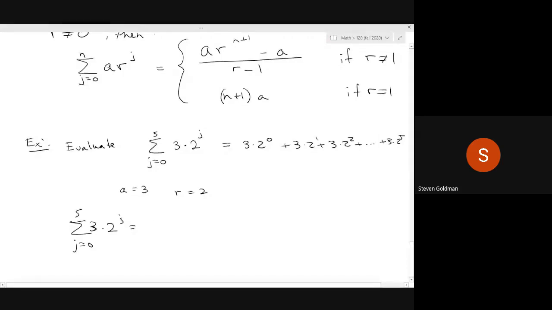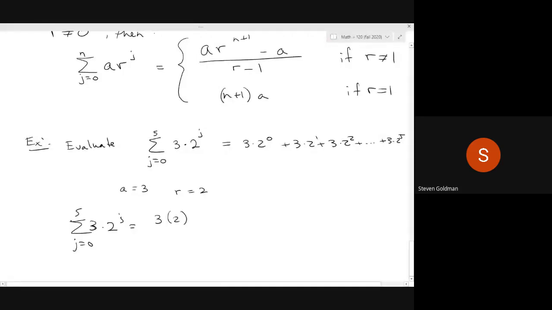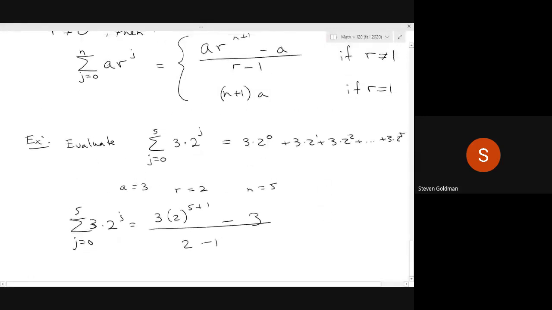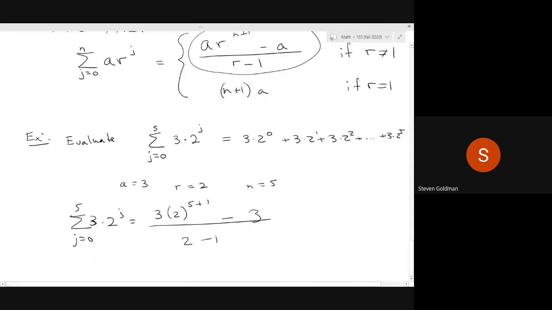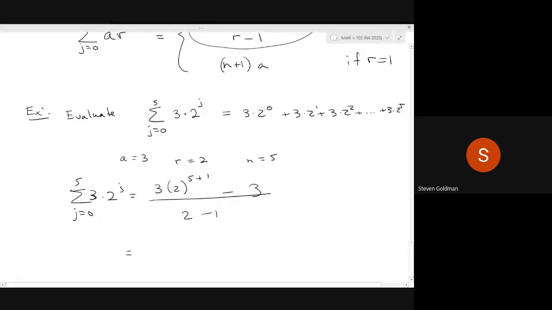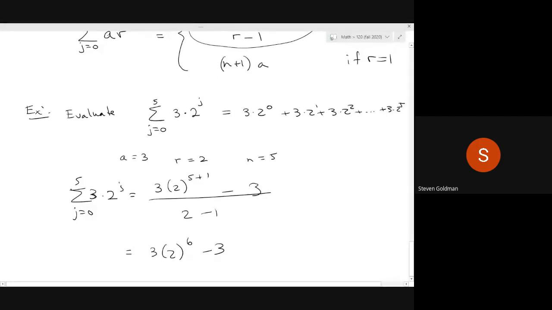So that's 3 times 2. N here is 5. Let me write that out. N is 5, so to the 5 plus 1, minus A, so minus 3, over R minus 1, so over 2 minus 1. So I took A, R, and N and plugged them into this formula. And that gives me what the sum equals directly without having to sit there and add up all the terms. If I evaluate this, this is just going to be 3 times 2 to the power of 6 minus 3 over 1. So I don't even have to write that.